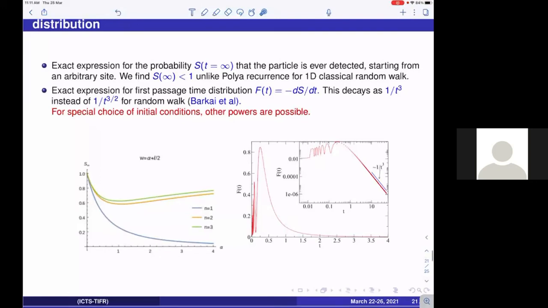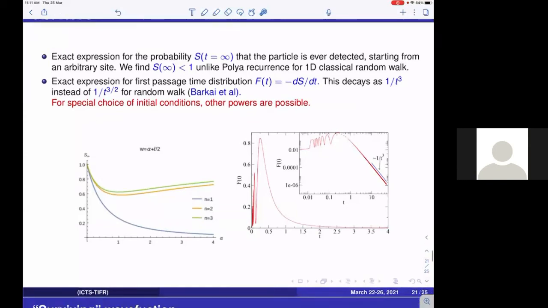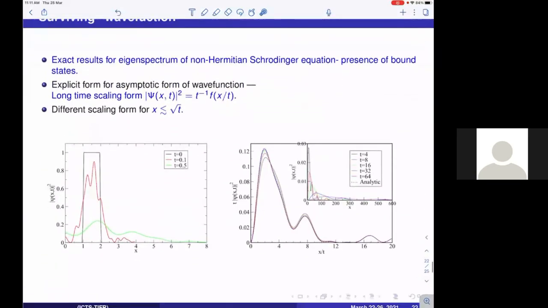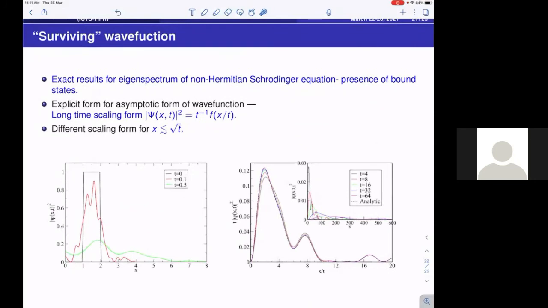There are some very interesting oscillations in the first detection probability distribution, which you will never see in a classical system. And one other very interesting question is: there's a surviving wave function which is evolving. What does it look like?